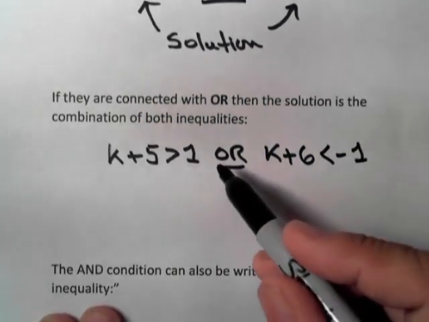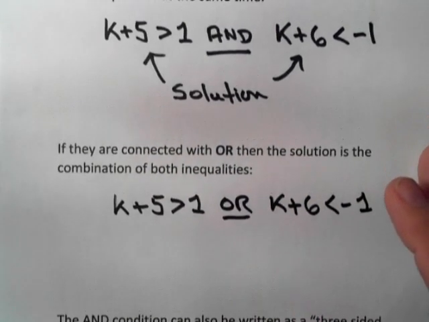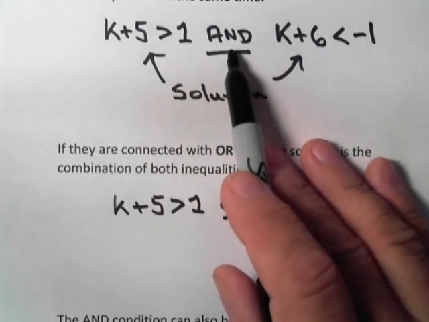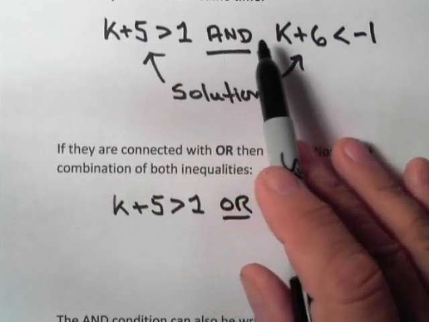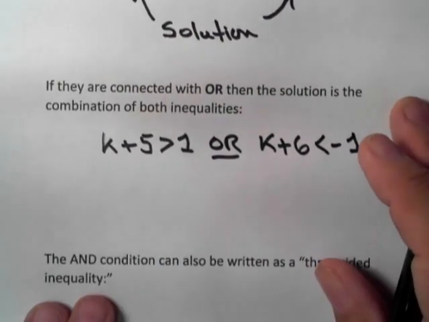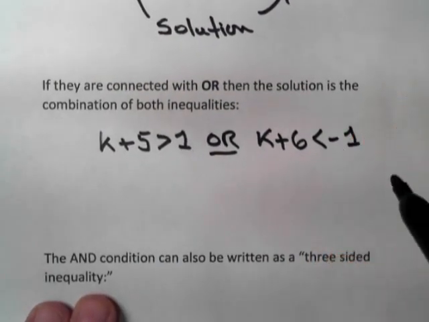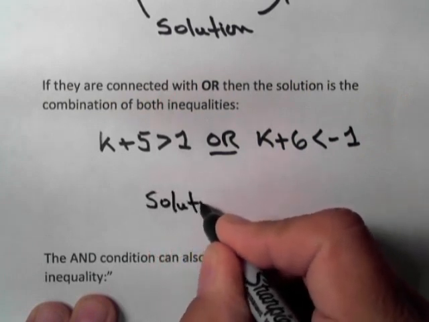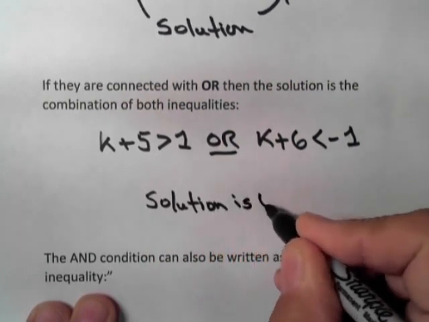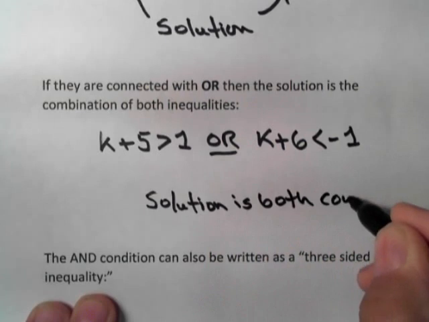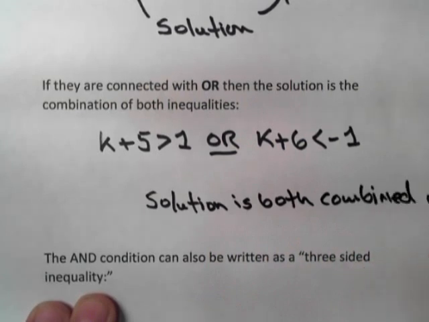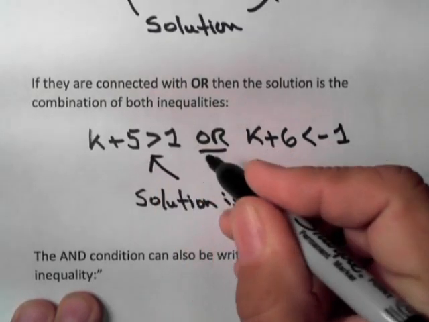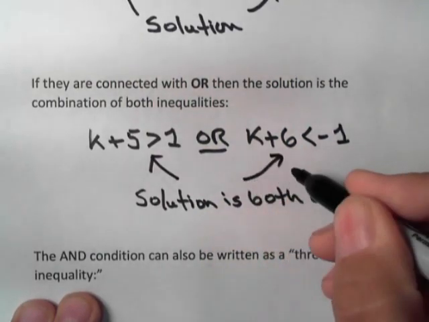Now, this will be a different solution than we had up above, because up above our answers had to satisfy both of these with the and. Remember, we have to do this one and this one. Well, down here with the or, all we have to do is satisfy one of them. So the solution here is both combined. In other words, we can have solutions coming from this one or from this one.